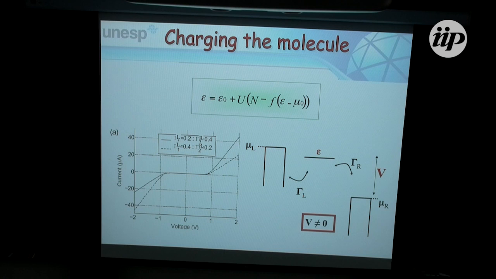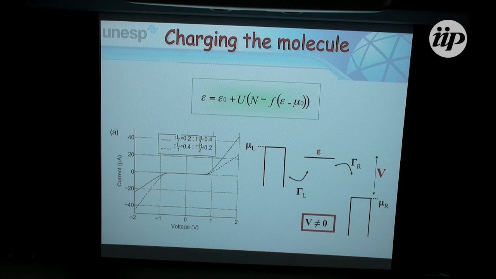For example, if my couplings are different, so if my coupling from the left and the coupling from the right are different, then I can get asymmetric curves. So depending on the coupling, it's easier to charge than to discharge the molecule. So the slope of this system going up for positive bias is different than the slope for the negative bias. So I can get asymmetric IV characteristics if I include this effect.